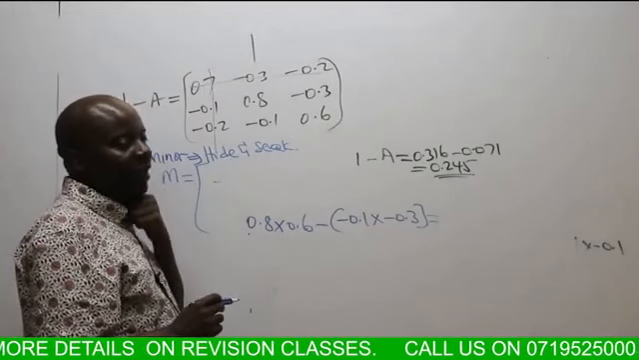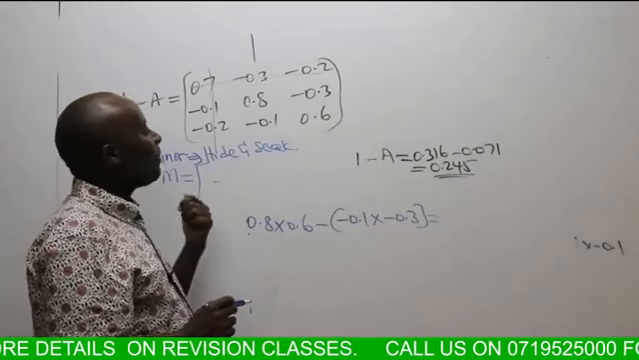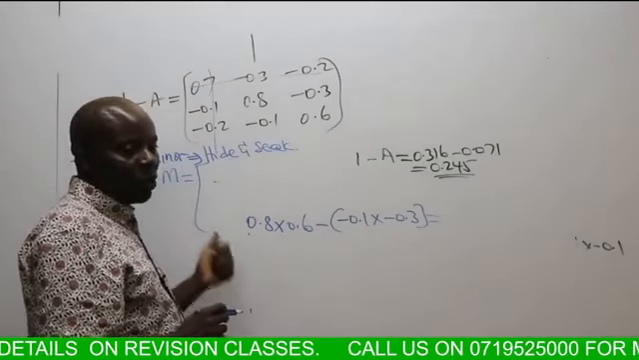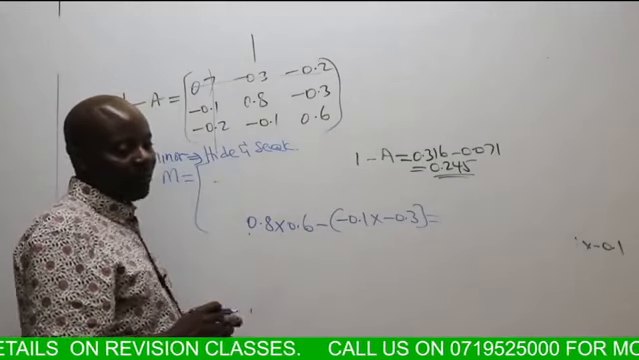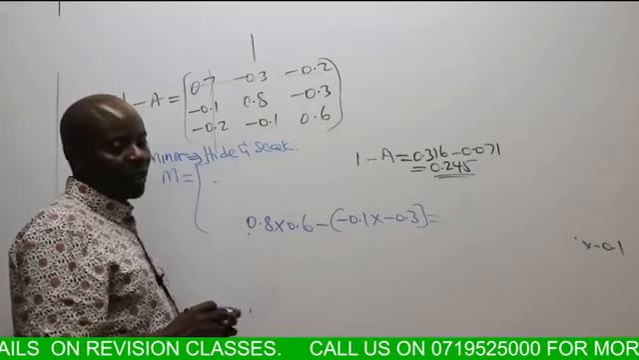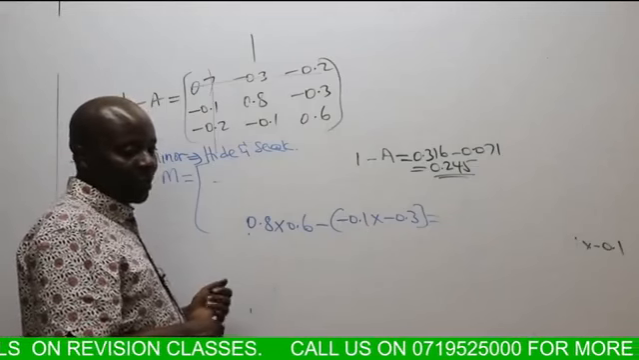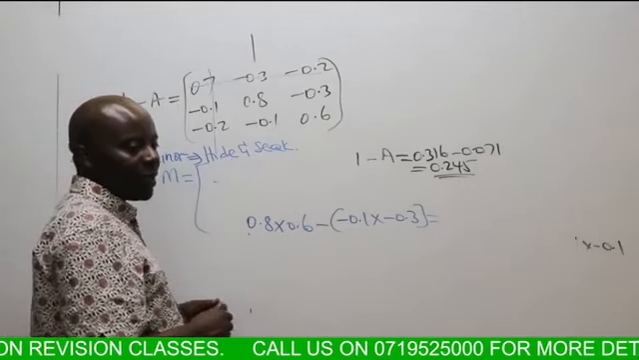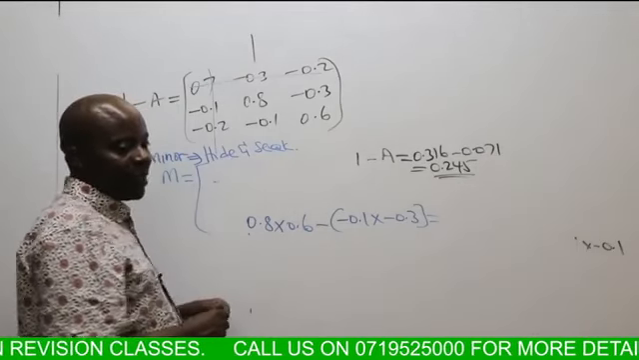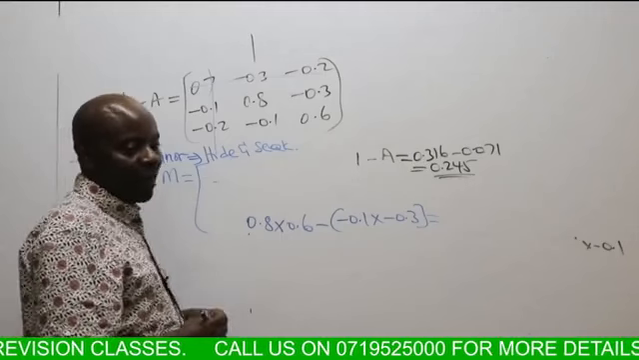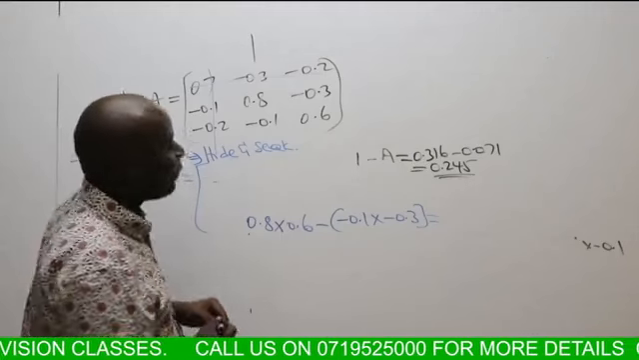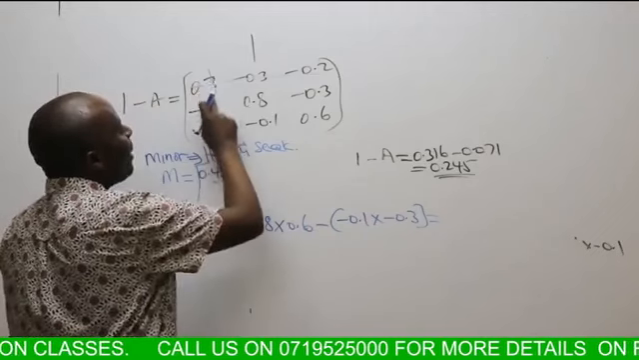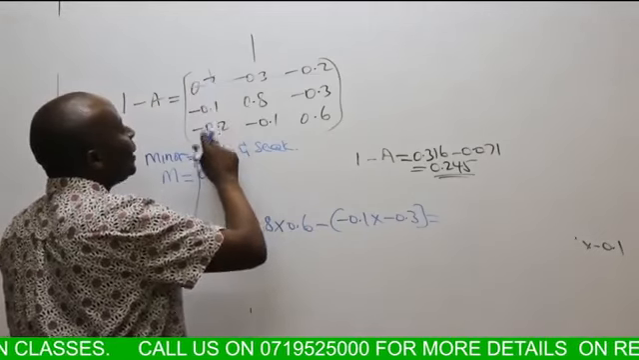Anytime I hear minor elements, always remember hide and seek. So 0.45, thank you very much. 0.45. How about the minor element of the next number?